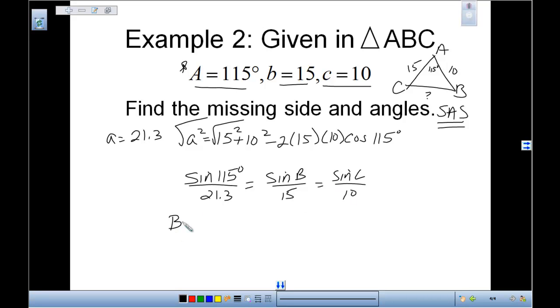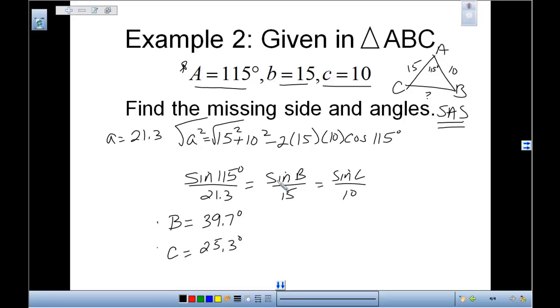Go ahead and see what you get for that. I get that angle B is 39.7 degrees and angle C is about 25.3 degrees. Again, depending on what you round, these three angles may or may not add exactly to 180, because we're doing the rounding thing. So if you find two angles, just subtract from 180 to find the third angle. That way you'll always add up to 180 degrees.